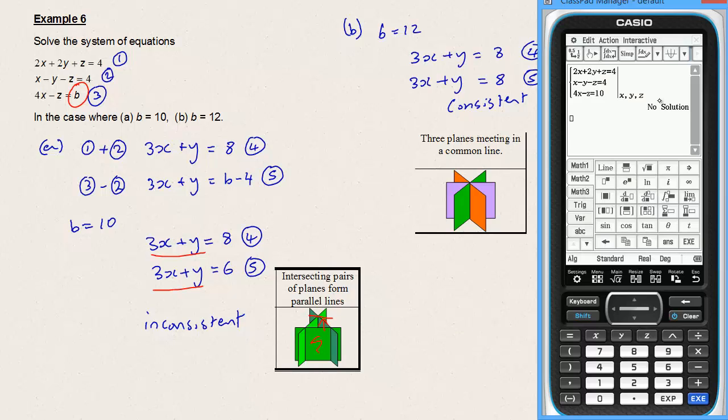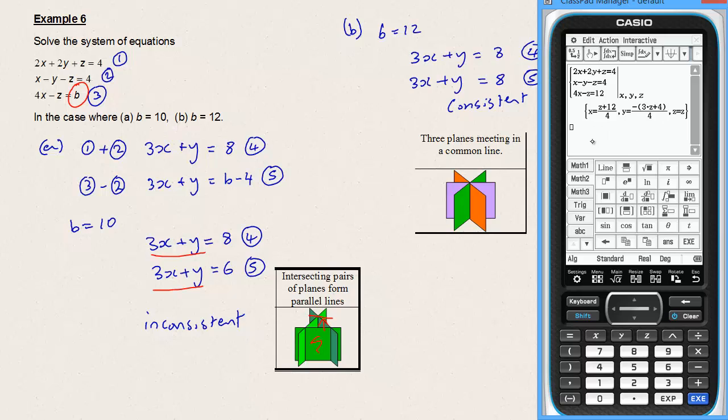Does the calculator recognize this? Well, yes, it does. If I just change this 10 here to 12, all of a sudden we start to get solutions. But note, this was different to when we had the plane of solutions. Here we've got z equals z, and x and y are stated in terms of z as a parameter.